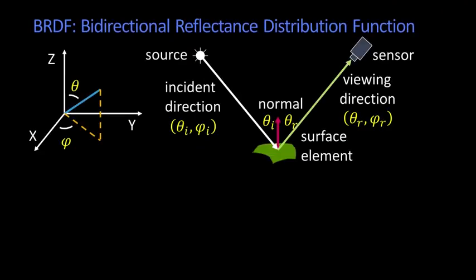And to model that, we use what's called the bidirectional reflectance distribution function, or BRDF. The idea of the BRDF is that I've got a little surface patch that has a normal, my light comes in at some angle, and I'm going to be viewing it at some other angle. I want to talk about the proportion of the light coming in this direction that goes out in some other particular direction.